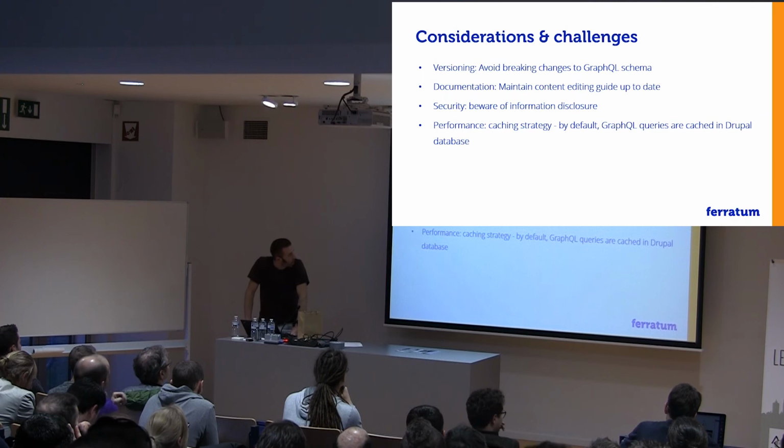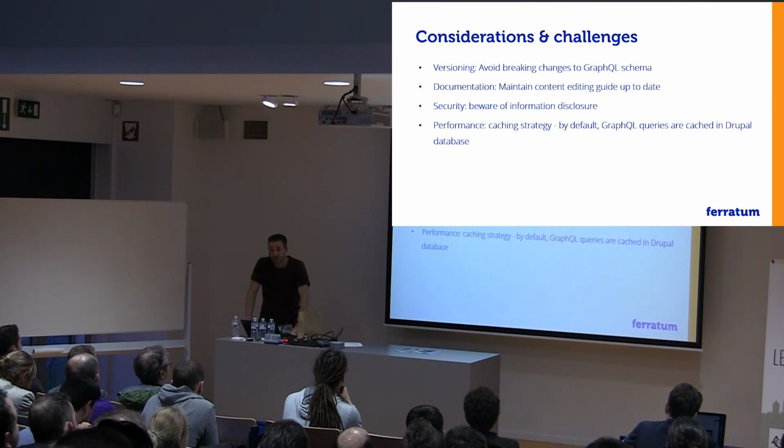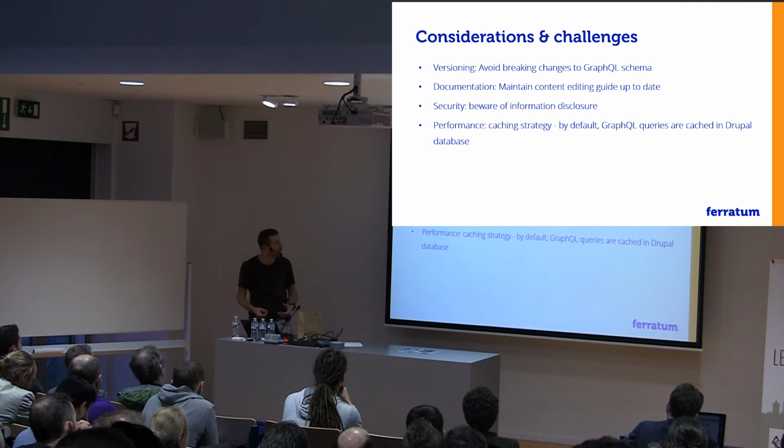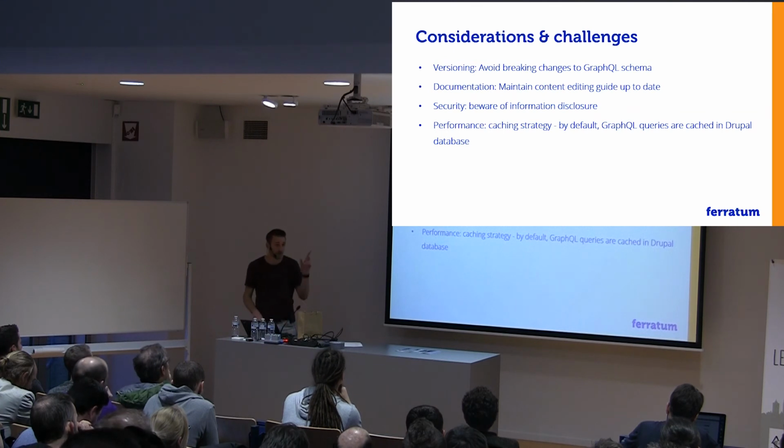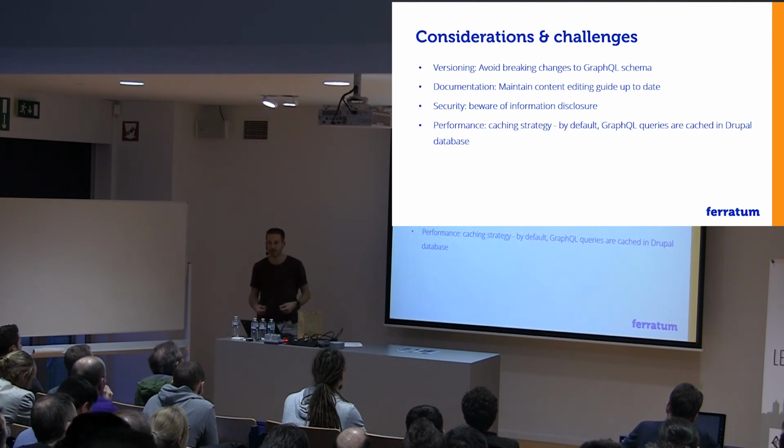Performance is another consideration. By default, GraphQL queries are cached in the Drupal database. That basically means that on every GraphQL request you need to bootstrap Drupal and retrieve the data from the database. So it might be reasonable to introduce some Redis caching or even some CDN caching to get rid of this necessity to bootstrap Drupal on every request, which is really not necessary.